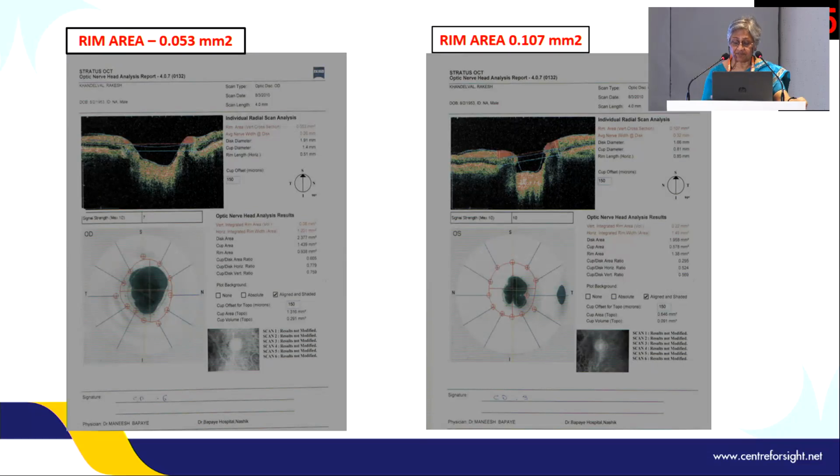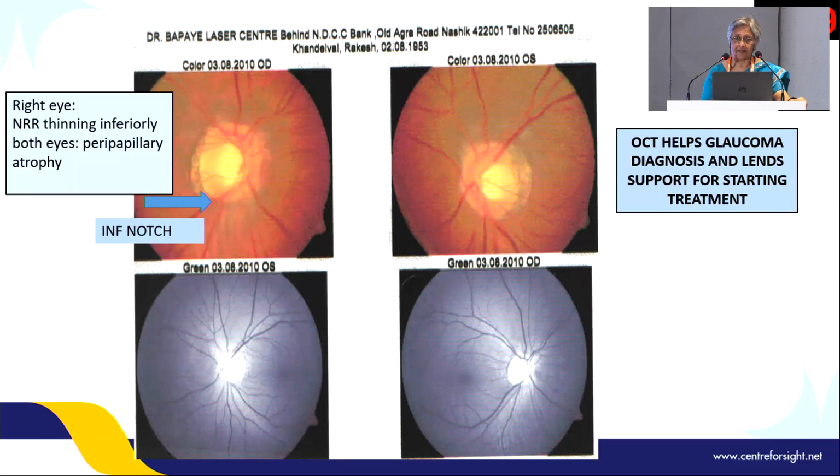Therefore, telling us definitely that this patient's rim area is less in the right eye. Again, confirmatory, we have a look at the optic nerve pictures and we find that there is an inferior notch in the right eye in comparison to the left eye. So what does OCT help us do?